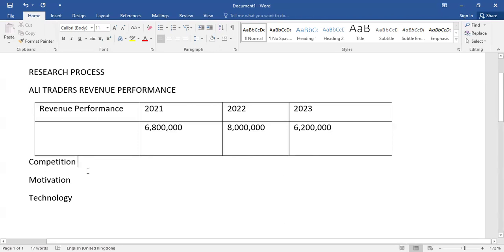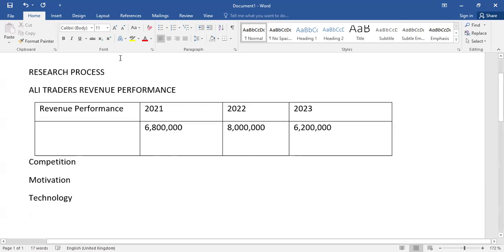These are our independent variables. And revenue performance is our dependent variable. We have two kinds of variables here: the dependent variable and the independent variable. In our case, we have the dependent variable, and we have the IVs. These are our independent variables that we have here.